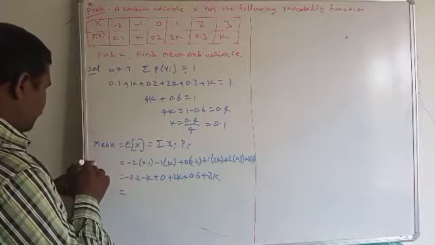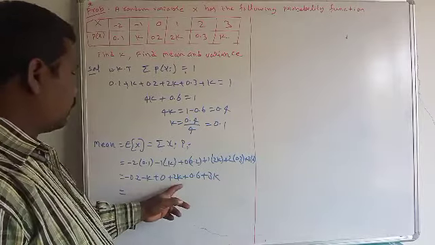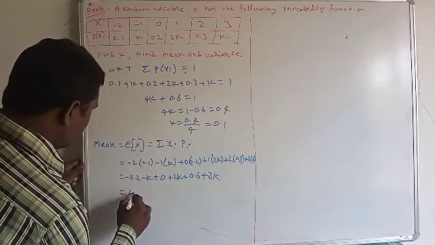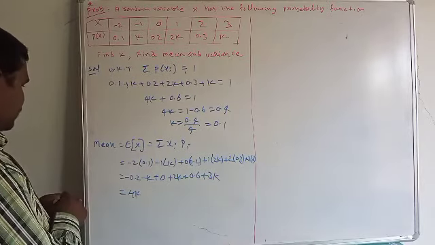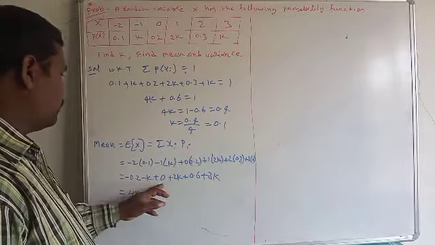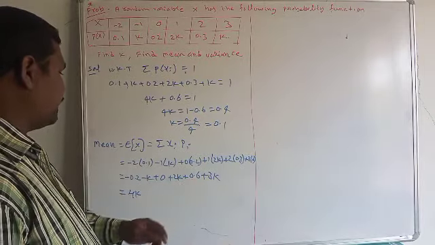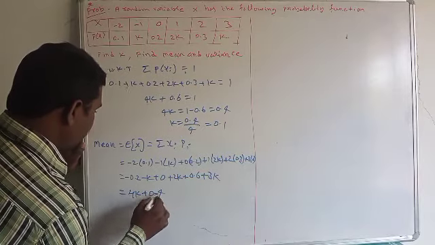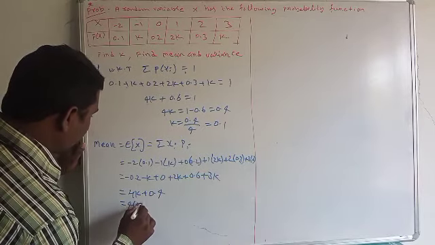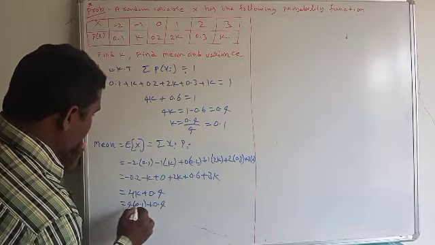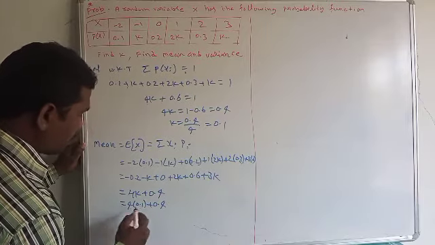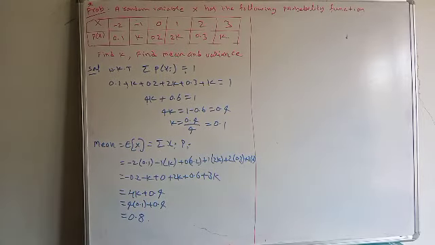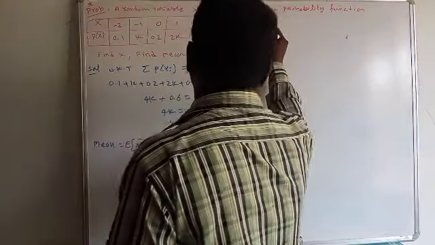This implies 2k plus 3k is 5k, 5k minus k is 4k. Next, minus 0.2 plus 0.6 is plus 0.4, plus 4k, finally 0.4. This is 4 into k, which is 4 into 0.1, that is 0.4, so 0.4 plus 0.4 is 0.8. That's the mean. Mean is 0.8. Next, you have to find the variance.